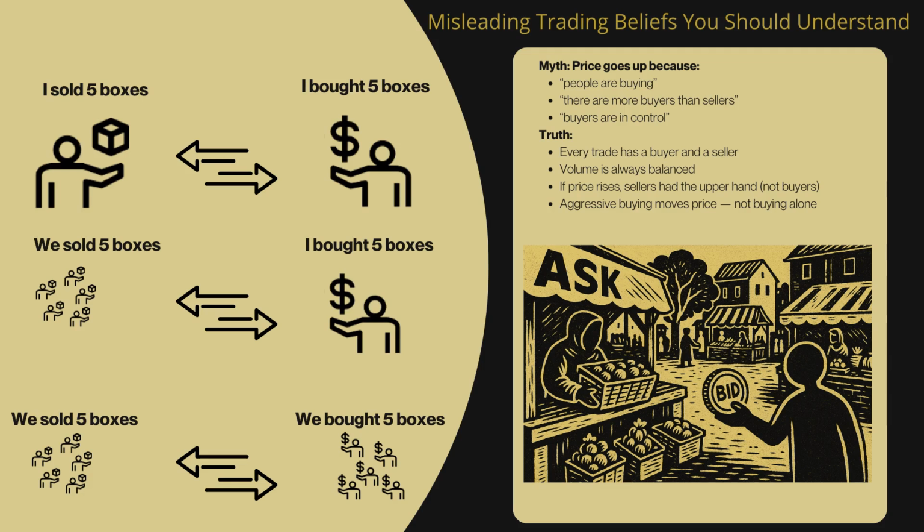So when price goes up and volume is high, it doesn't mean buyers are stronger. It means sellers were in control. They had something others wanted badly enough to pay more. More buying doesn't push price up. More aggressive buying does. It's not the quantity, it's the urgency. That's what moves price. That's why in euphoric moments, price can explode upward. And in panic, it collapses just as fast.